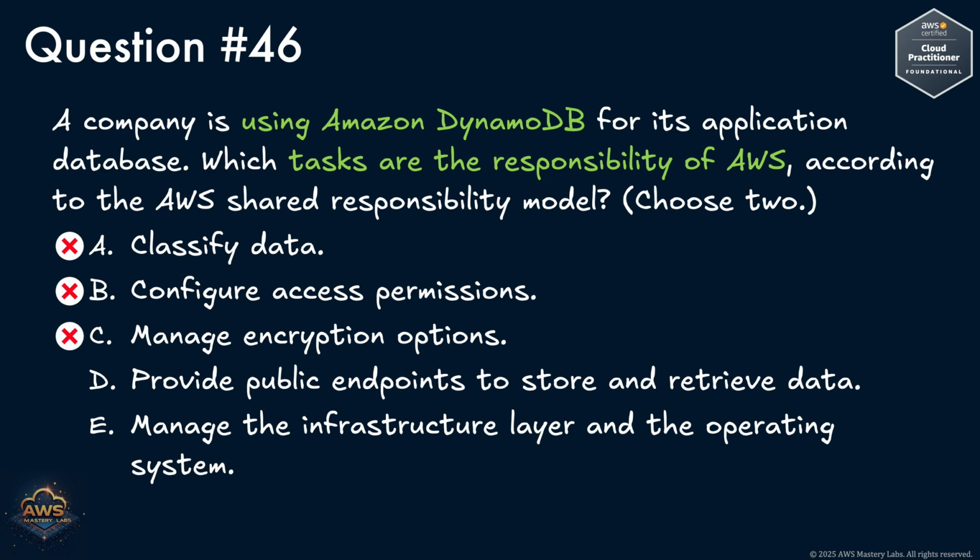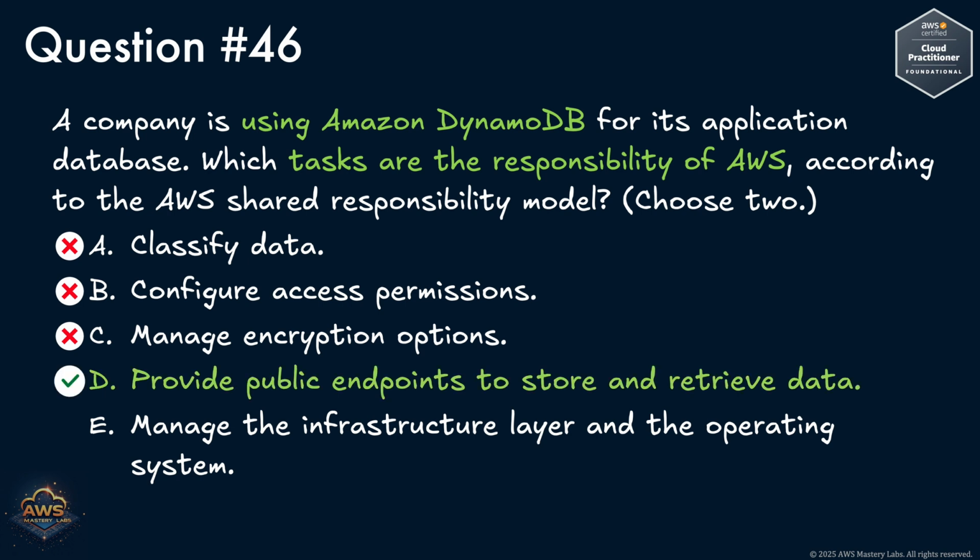Option C, manage encryption options. When using DynamoDB, AWS provides multiple encryption options, such as server-side encryption with KMS. While AWS manages the technical infrastructure for encryption options provided within DynamoDB, the customers can choose whether or not to use encryption and manage their own keys. AWS will ensure encryption is correctly applied at rest or in transit when enabled by the customer. Incorrect, because the actual selection of the security options based on the use case is the customer responsibility.